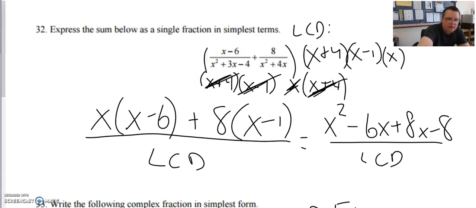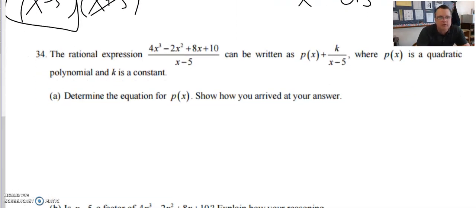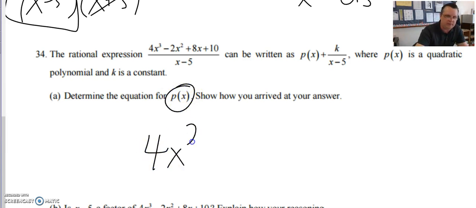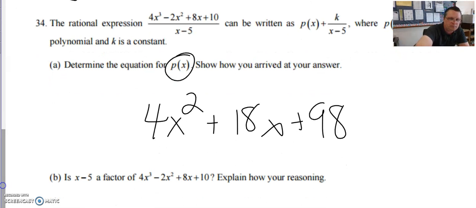I got to go back. So we have to see what the directions originally said. So the rational expression can be written. Determine the equation p of x. So we need to show p of x. So p of x is the 4x squared plus 18x plus 98. That's what your p of x is. And show all the work for it.